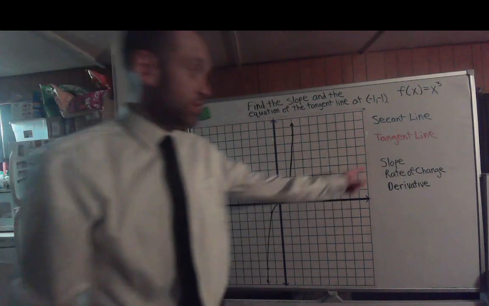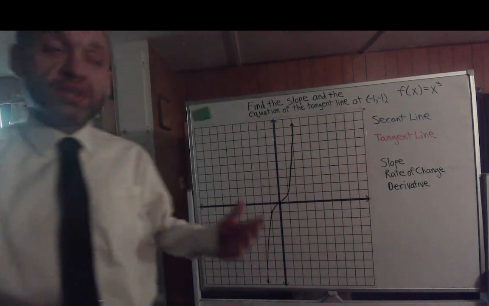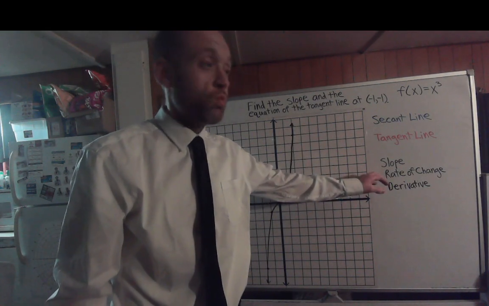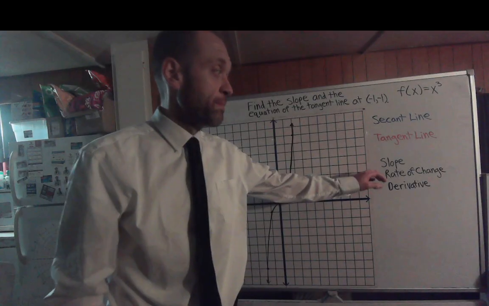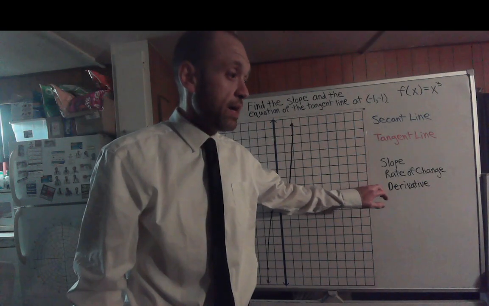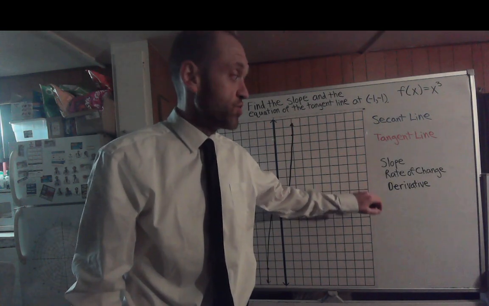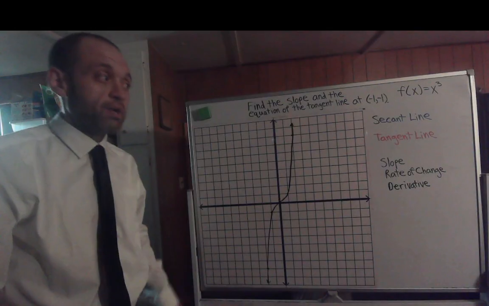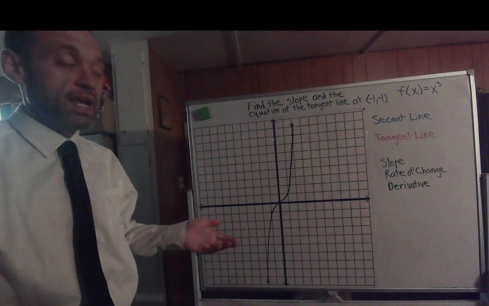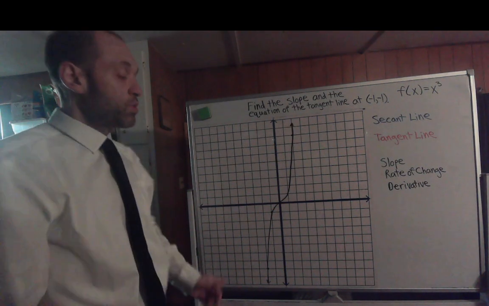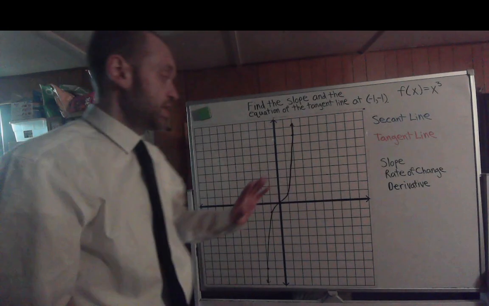A name for a slope, of course, is a rate of change. If you think about it, a slope is change in y over change in x. Well, that's a rate of change, the rate of the change in y to the change in x. And another name, which we're not really going to deal with right now, for that slope or rate of change is the derivative. We're not really introducing derivatives today, but I just want you to be familiar with that name. But we're going to deal with slope and rate of change today.